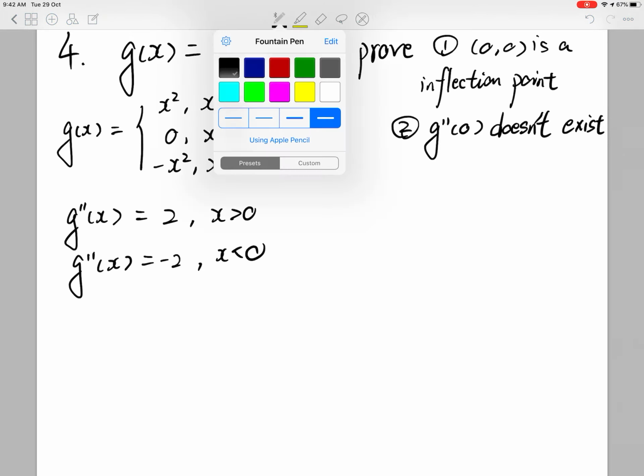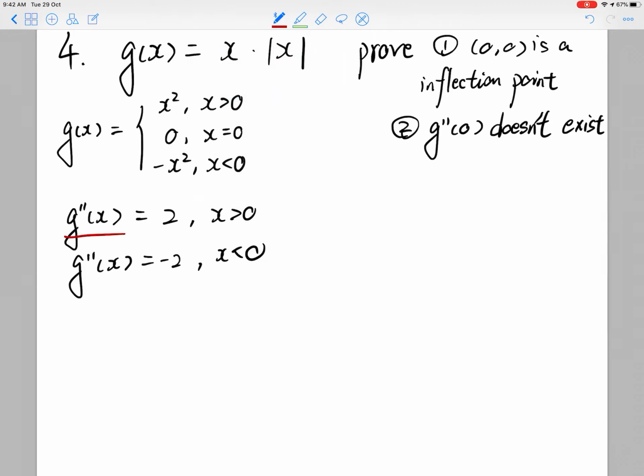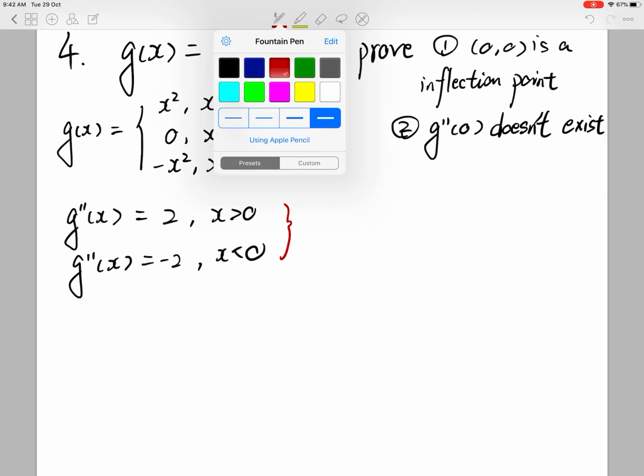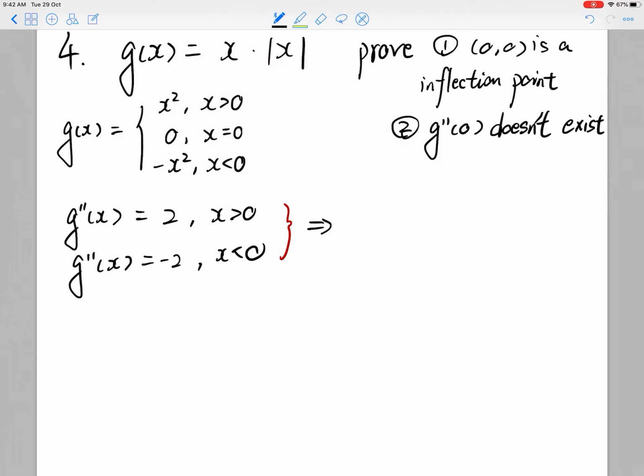So you can see the sign of g double prime changes at 0, right? Before 0, it is negative. After 0, it is positive. So from this fact, you can conclude that because the sign of your second order derivative does change, (0, 0) is an inflection point.